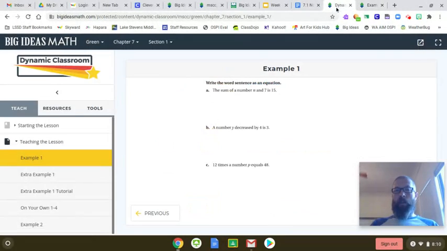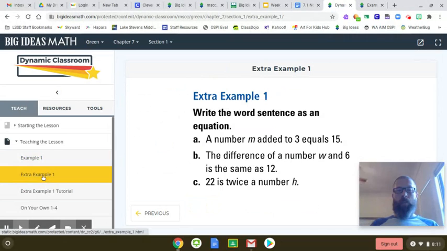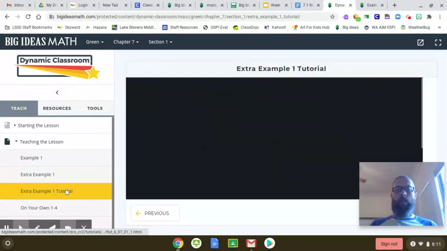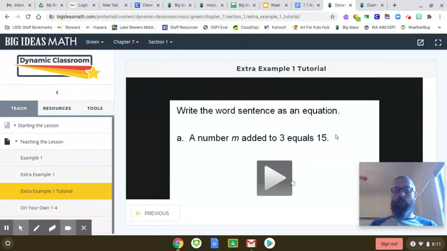All right, so let's move on and look at another example here. It says write the word sentence as an equation. Part A, a number m added to 3 equals 15. Part B, the difference of a number w and 6 is the same as 12. Part C, 22 is twice a number h. So let's take a look at these and see how they do it.